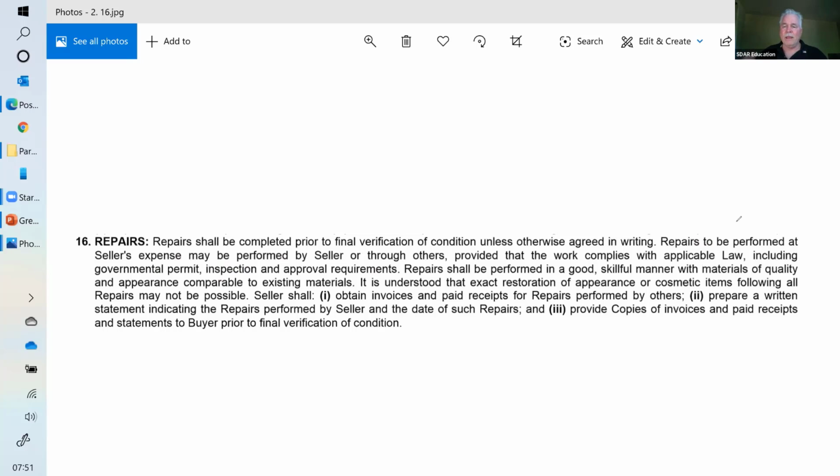And by the way, if the seller does the work themselves, there's nobody to go after except the seller, okay? And if the seller hires somebody to do it, then there's no privity of contract between the person that they hire and the buyer, which creates an additional problem. But let's look further. Let's see what else we got in here. So repairs shall be performed in a good, skillful manner. That's what I said earlier, workmanlike manner, with materials of quality and appearance comparable to the existing materials. In other words, we kind of like it to match if we could. If it's being used to replace part of a wood member, we don't want it replaced with steel, that kind of thing. We want it to be something that makes sense.